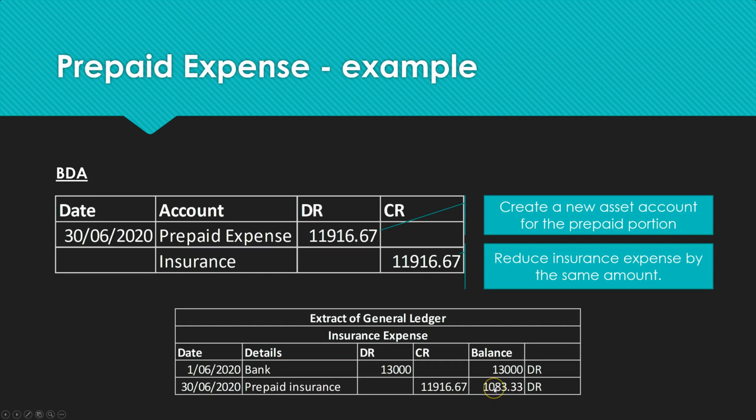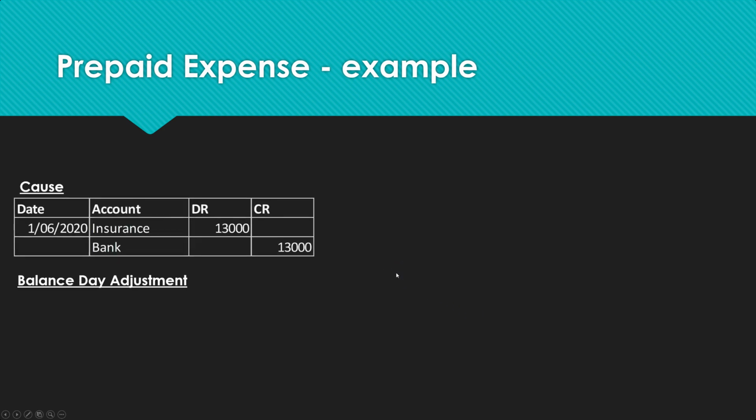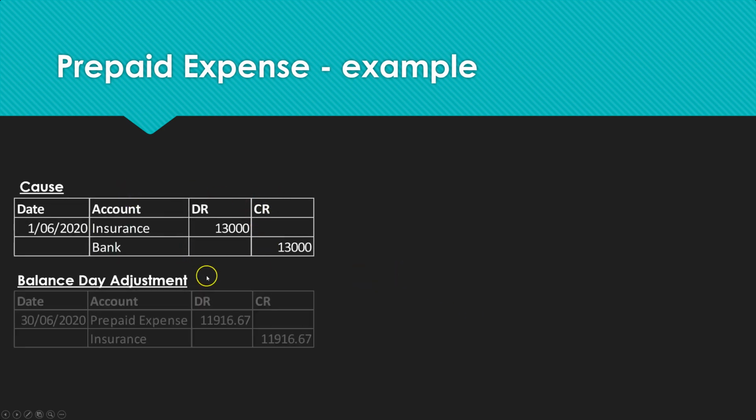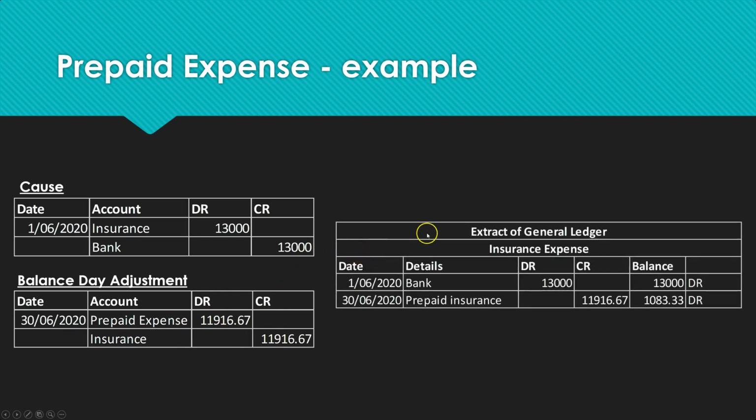Now I do have another view of this, which I think, if you're a bit confused, may help a bit. So let's just get everything up on the same screen. So here's the original cause. On the 1st of June 2020, here we are, incurring our full insurance expense, 12 months worth, $13,000. The balance day adjustment, we are now decreasing that insurance account, and we're creating our asset. So let's trace the insurance lines, how you would post those to the ledger. Let's get some visuals on how you would trace that. So the first one here, we have insurance, a debit, 13,000.